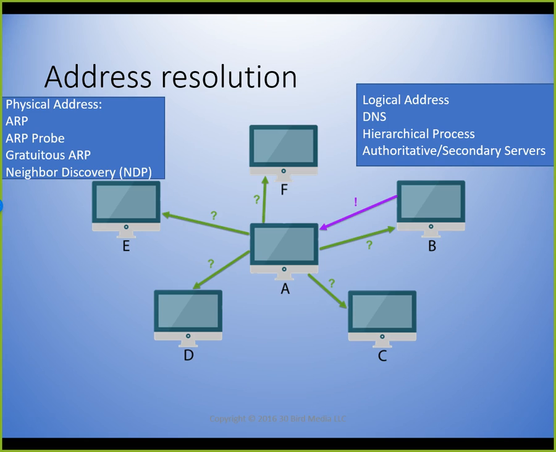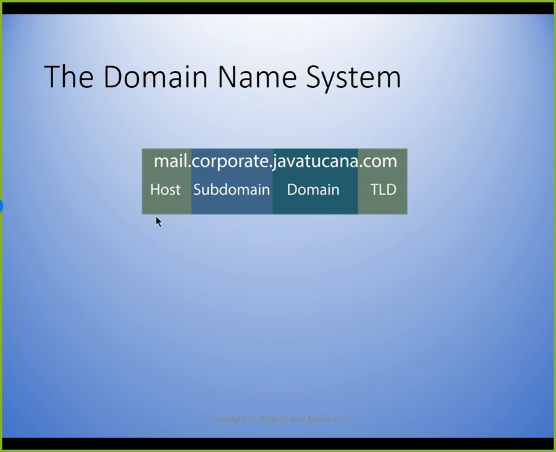ARP's a pretty simple, pretty stupid protocol. So a man-in-the-middle tells everybody on the network that its MAC address is the default gateway. All the traffic now goes through the man-in-the-middle. So it can be used against us.